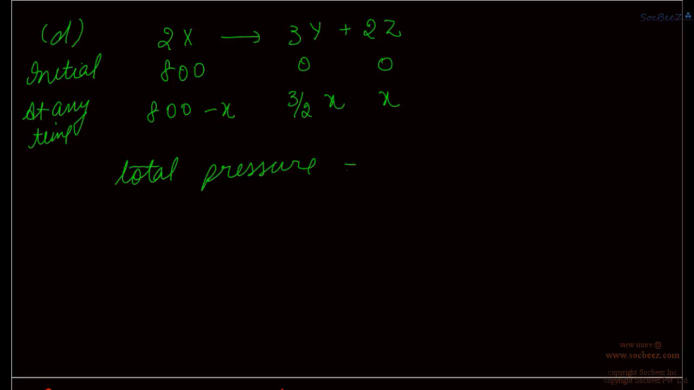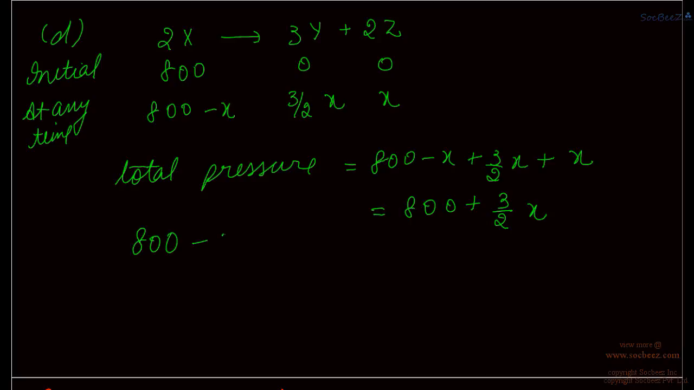Okay, now total pressure equals 800 minus x plus 3 by 2 x plus x. So here total pressure is 800 plus 3 by 2 x. Now it is given that 800 minus x equals 700 millimeter. Therefore 800 minus x equals 700. So from here the value of x is 100 millimeter Hg.